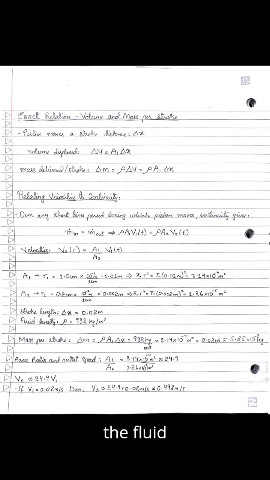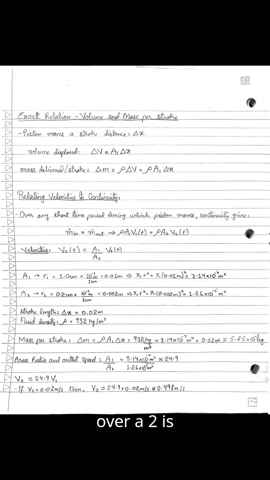Let's look at the fluid mechanics behind a liquid soap pump. When the piston moves a small stroke distance, delta x, it displaces a volume equal to the piston area A1 times delta x. The mass delivered per stroke is density, rho, times that volume, so delta m equals rho A1 delta x. During motion, mass flow in equals mass flow out. That's the continuity equation. Rho A1 V1 equals rho A2 V2, giving V2 equals A1 over A2 times V1.